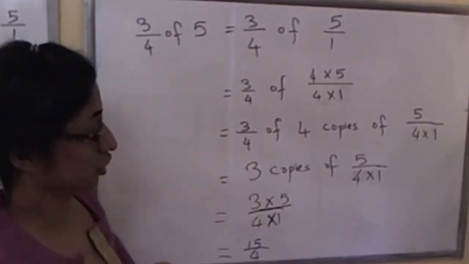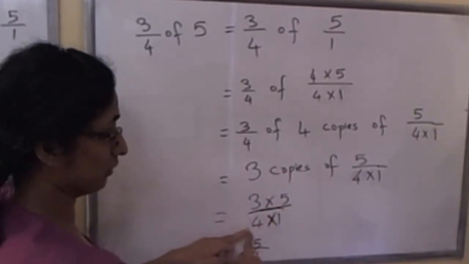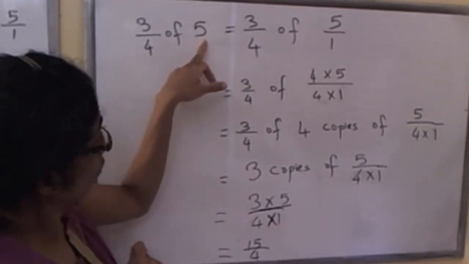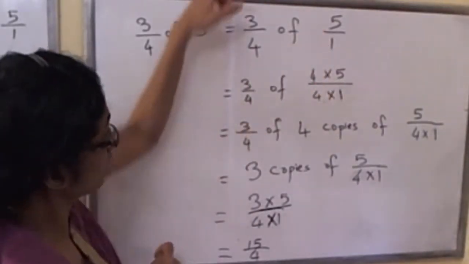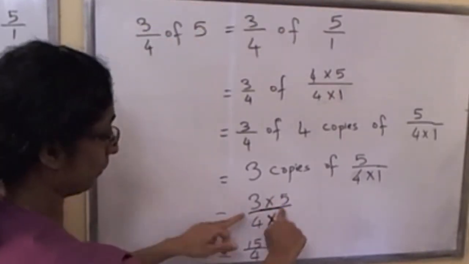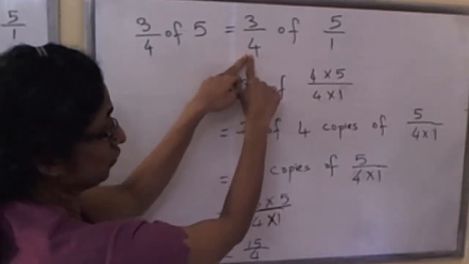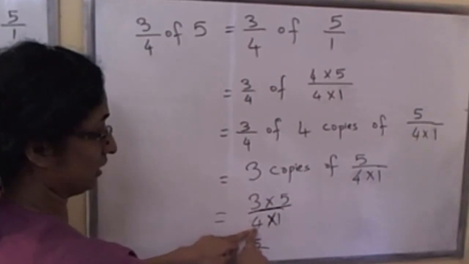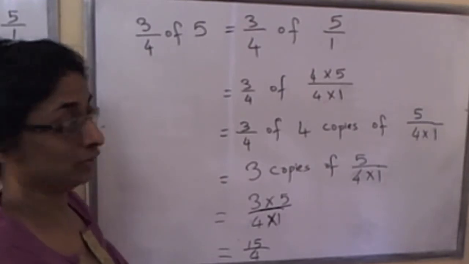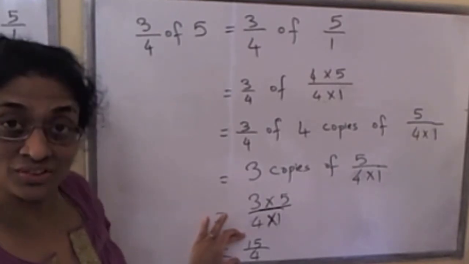The reason I wanted to show you this perspective is, notice in this expression 3 times 5 over 4 times 1, we can see a connection to 3/4 of 5. Once you write 5 as 5 over 1, notice 3, 5, the product of those two numerators shows up here: 3 times 5. Denominators 4, 1, the product of those two is here: 4 times 1. So once we get a good understanding of this, we should be able to go directly from this step to this expression and then this answer.